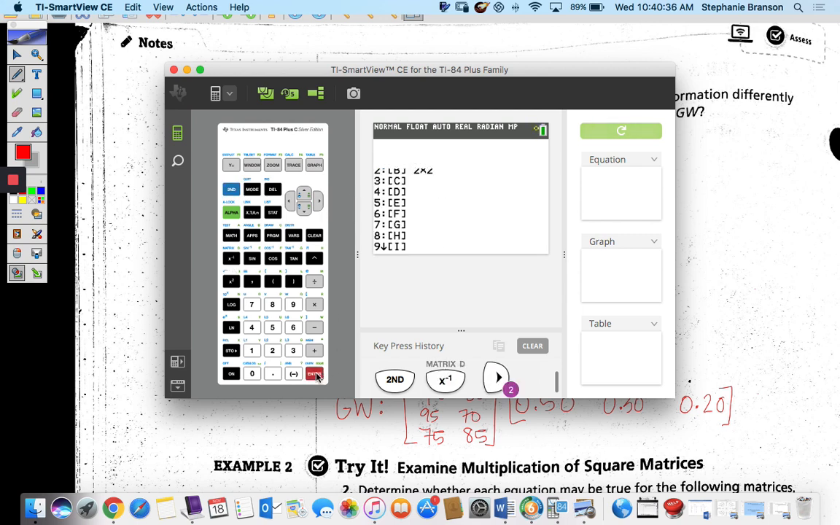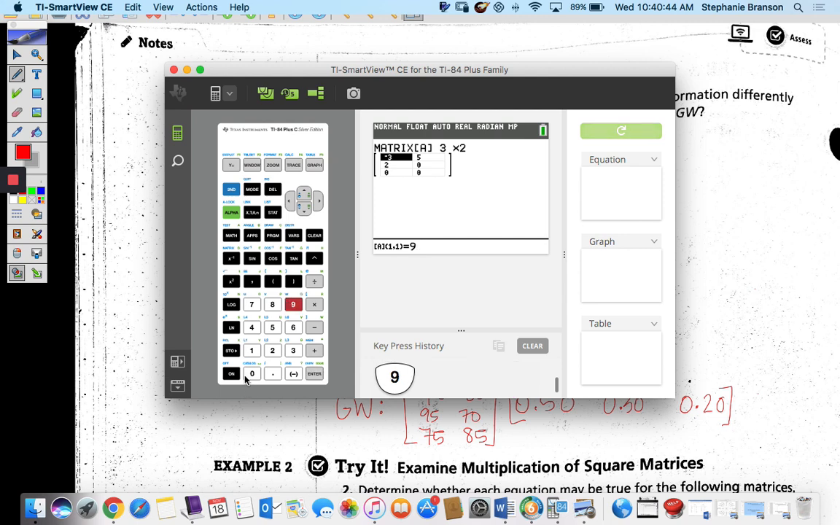So I'm going to edit. The first matrix is 3 rows, 2 columns. And we had 90, 80, 95, 70, 75, 85. Oh, I hit the wrong thing. That should have been an 85. All right, so that's matrix A.